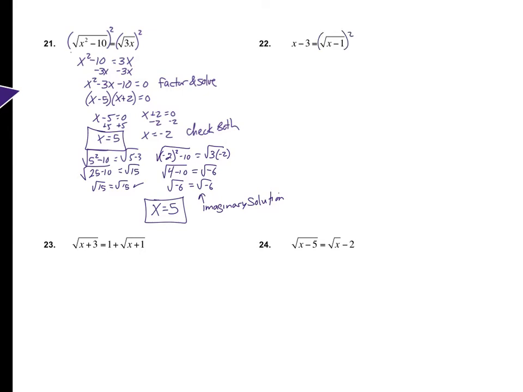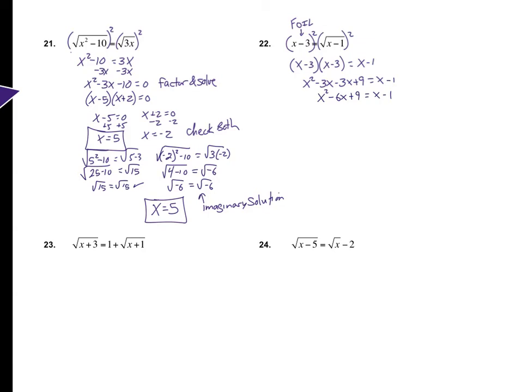Number 22, we're going to square both sides to get rid of the radical. Make sure you FOIL this one. It does not equal x squared plus 9. We're going to get x minus 3 times x minus 3. That equals x minus 1 on the other side. Multiply that out, we get x squared minus 3x, minus 3x plus 9 equals x minus 1. Combine your like terms. x squared minus 6x plus 9 equals x minus 1.